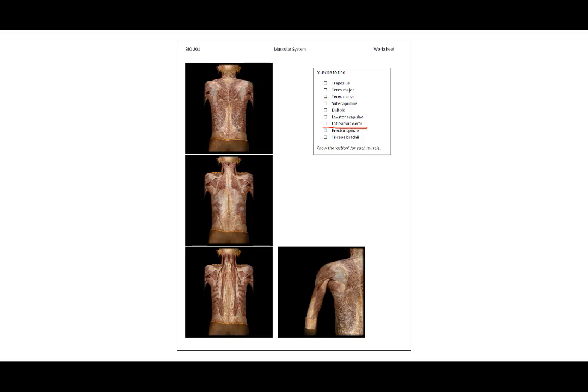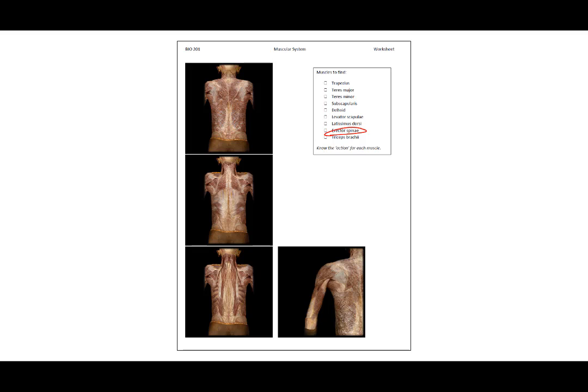Latissimus Dorsi is the biggest muscle of our back. It is our primary mover in arm adduction, bringing our arms back down towards the midline. So it actually attaches to the arm. It makes for the posterior wall of our armpit.